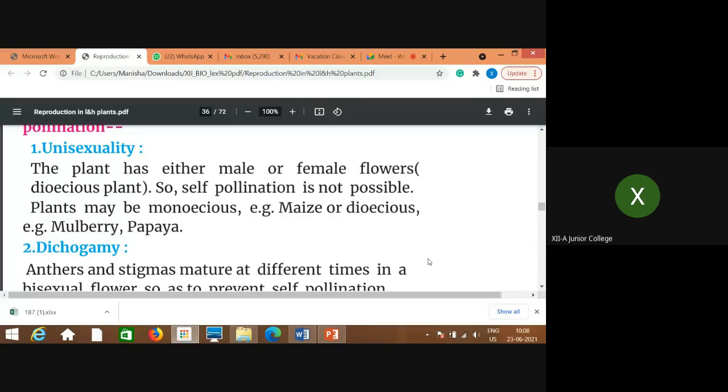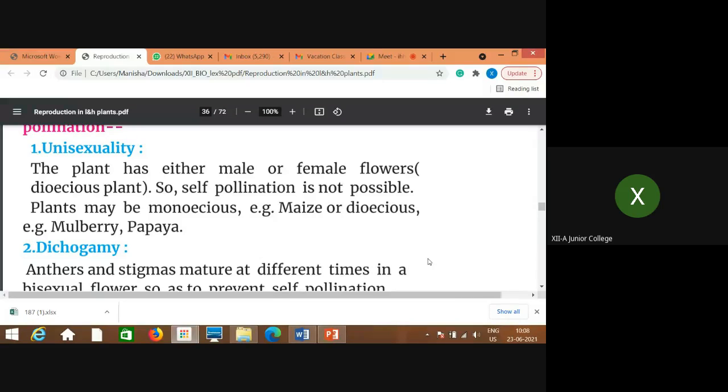Plants may be monoecious, for example, maize, or dioecious like mulberry or papaya. Monoecious means what? The plant is a single plant. Mono is single. That same plant is having both the male and female reproductive organs, but the flowers are different. Dioecious means two different plants. Male plant is different, female plant is different.